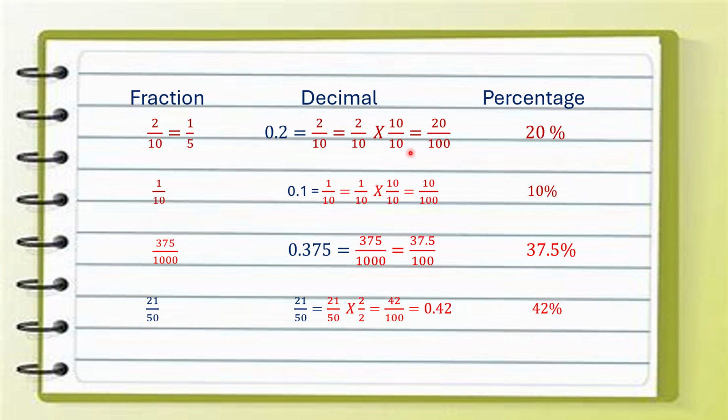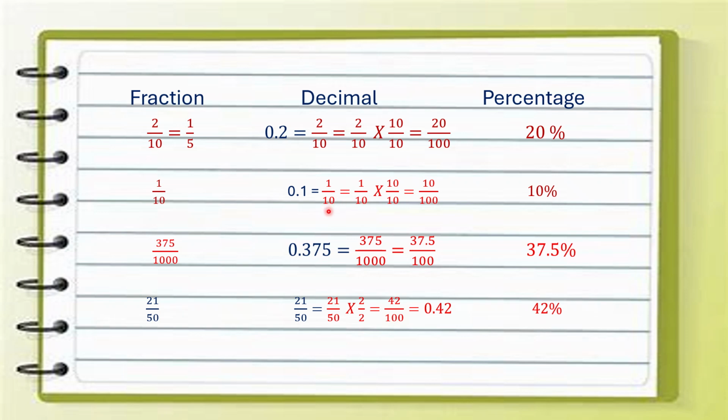So what number we are multiplying in the denominator, the same number we should multiply in the numerator. So 2 into 10, it's 20. 10 into 10, it's 100. Now 20 by 100 is 20 percentage. Now next sum is 0.1. So we have to convert into fraction as well as percentage.